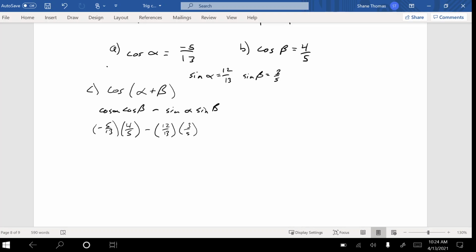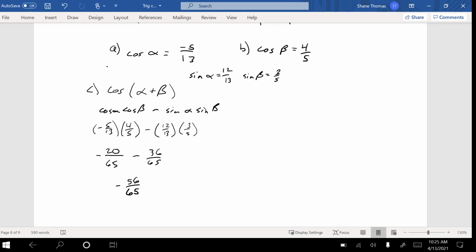All right, so from there, just simplify them. They're fractions. So on the left side, I have 5 times 4, which is 20, and that's a negative. 13 times 5 is what? 65, good. Minus 12 times 3 is 36. And 13 times 5 is 65 again. I got the same base, so I'm good to go. What's the top going to be? -56/65. There you go.